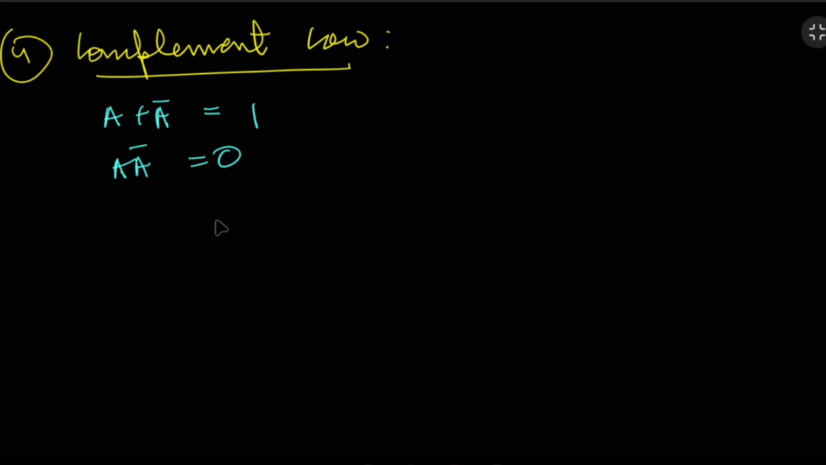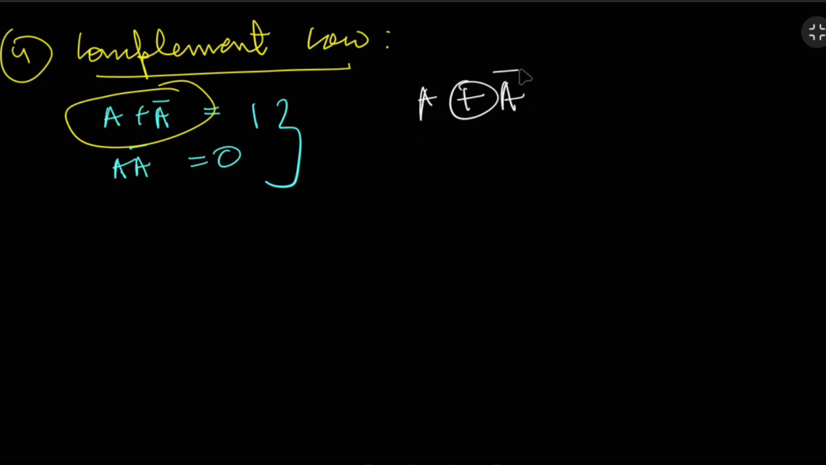Because they are different. A and A complement. So one of them will be 1 and another will be 0. So this is your complement law. Now let's see these things. A exclusive or A complement. Remember they are different. They are always different. They are complement of each other.